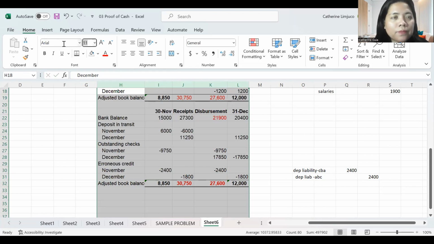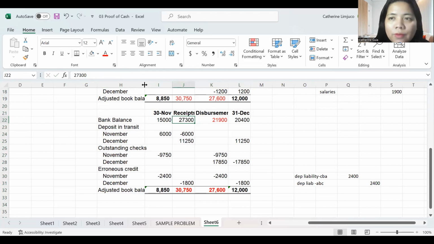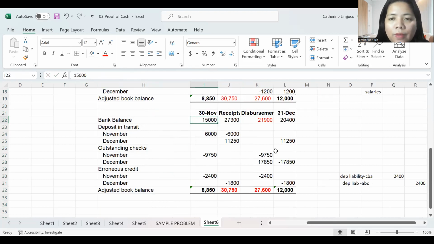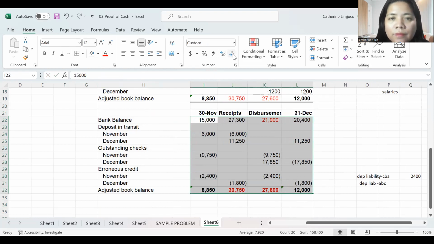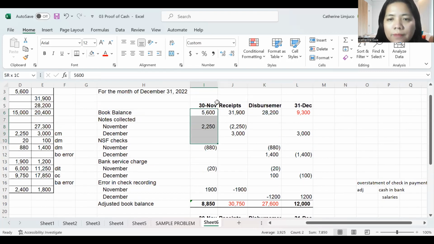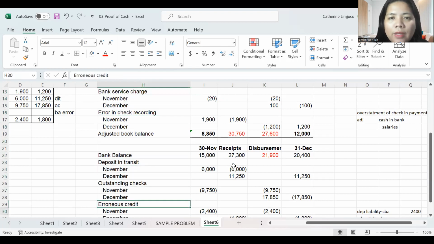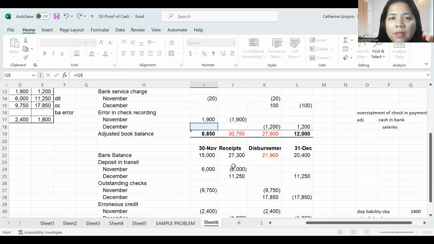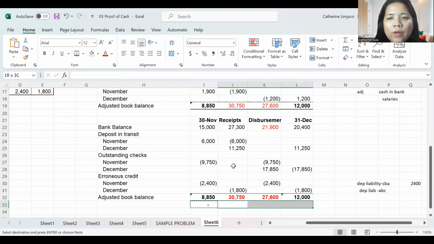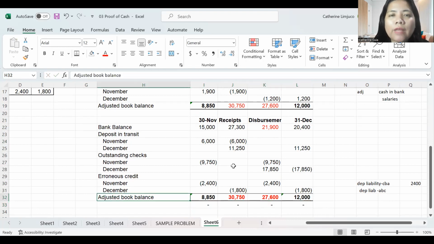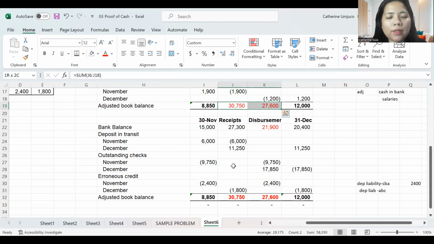Let me just make our presentation better. We'll just adjust the formatting. Okay, so we have the same 8,850, 8,850. Let's check the balance. 8,850 minus 8,850. So our adjusted book balance per column and adjusted bank balance per column are the same. We have 8,850 for November. For receipts, current month, 3,750. Then disbursements of 27,600. And for December, or current month, we have 12,000.